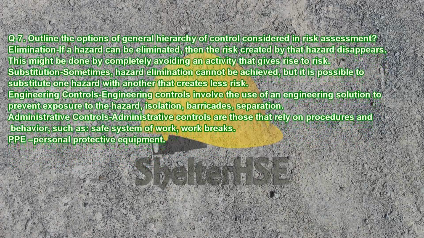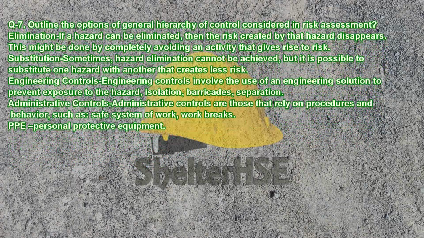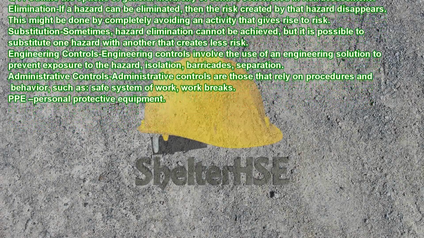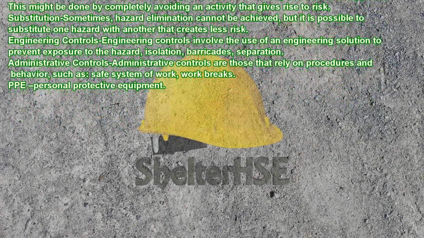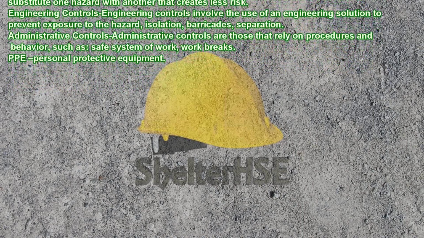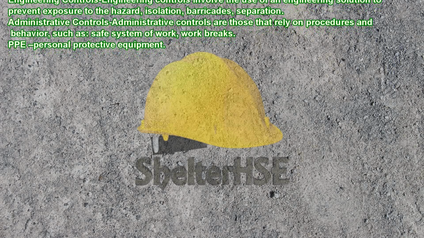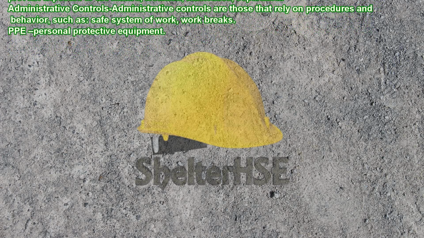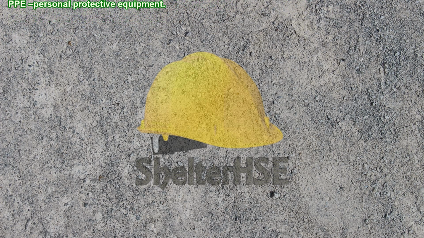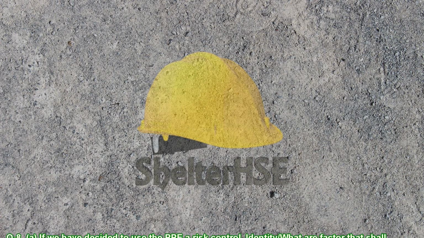Engineering controls. Engineering controls involve the use of an engineering solution to prevent exposure to the hazard: isolation, barricades, separation. Administrative controls. Administrative controls are those that rely on procedures and behavior, such as safe systems of work and work breaks. PPE, personal protective equipment.